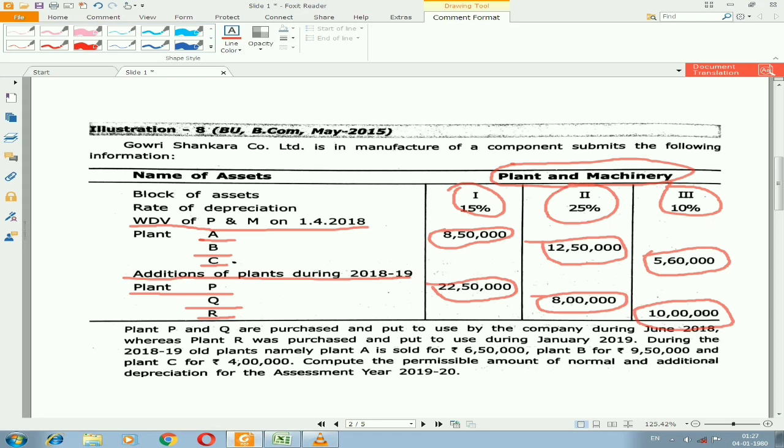In the illustration, you can see in the adjustment side, we have some sentences which are related to sale. So here you can see during the year 2018-19, old plants, namely plant A, is sold for rupees 6,50,000, plant B for rupees 9,50,000, and plant C for rupees 4 lakh. So these are the old assets which they have. Those old three assets A, B, C, they have sold for some money.